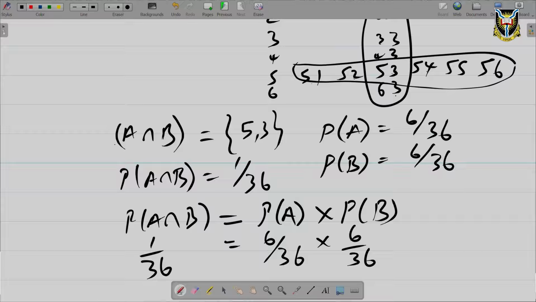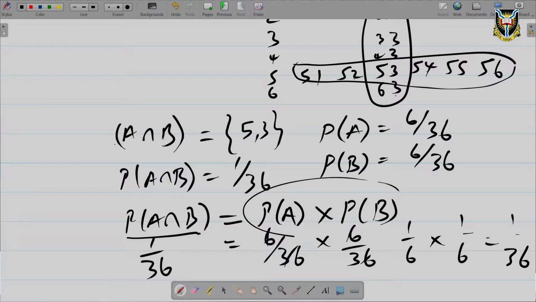If I were you, I would first divide them. This is 1 over 6 times 1 over 6, and this is 1 over 36. So proved. Since the probability of A intersection B, which is 1 over 36, equals the product of the probability of A multiplied by the probability of B, we can conclude here that A and B are independent.